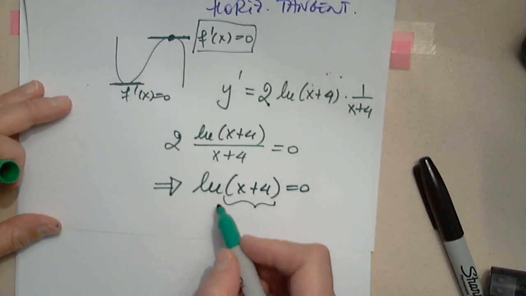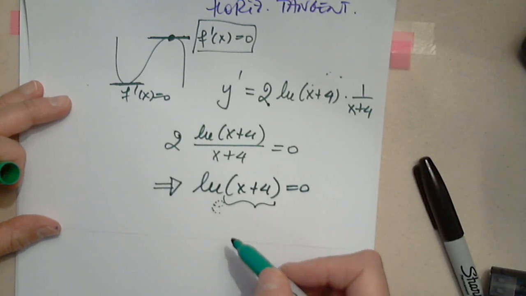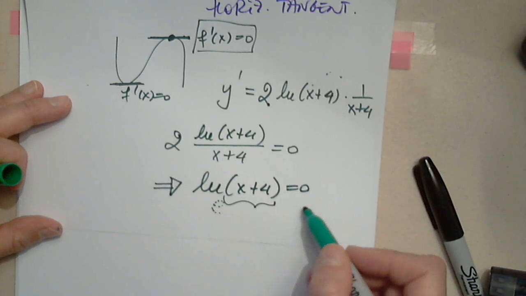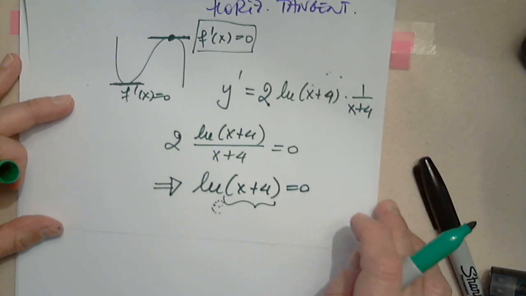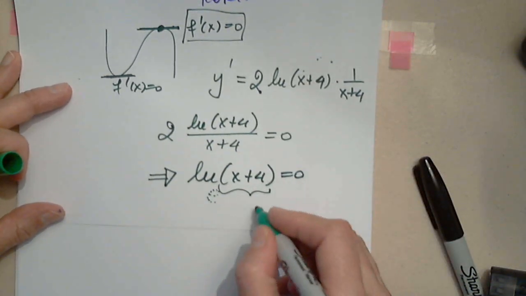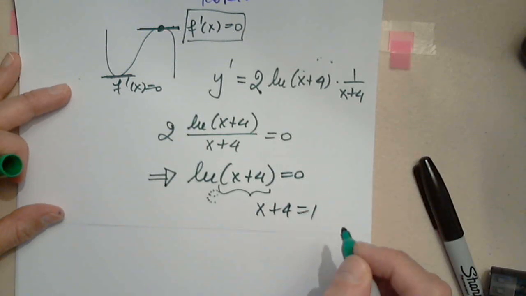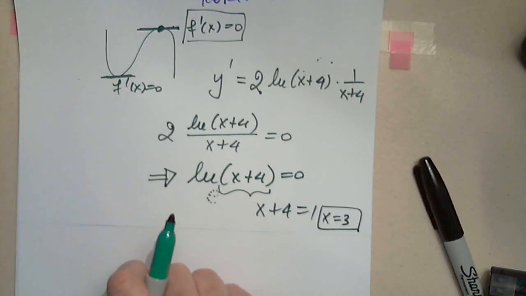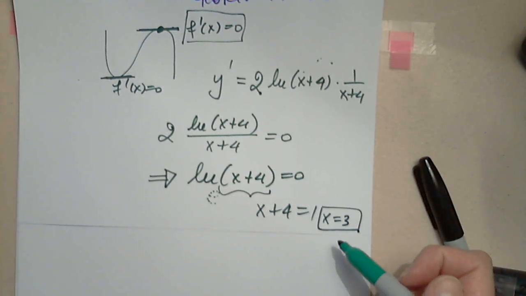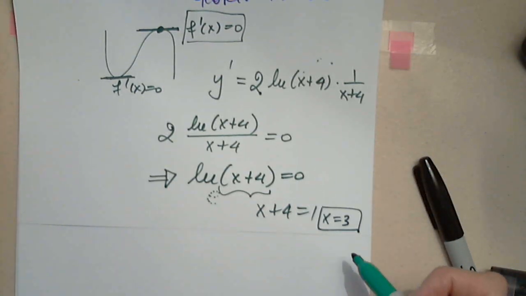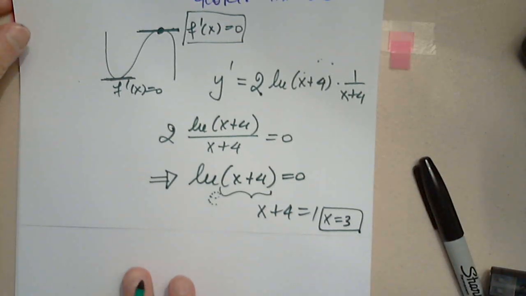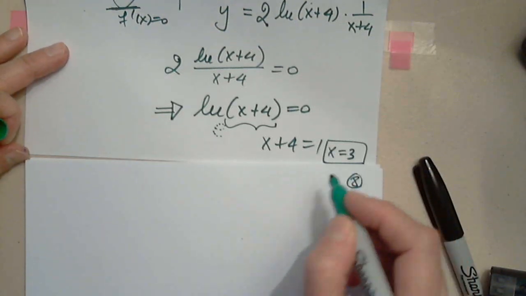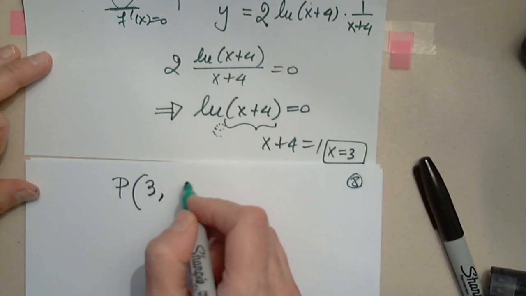Or you can say e raised to 0 equals this. But how much is e raised to 0? 1. That's it. So then x plus 4 must equal 1, which makes x equals 3. So at x equals 3, it says at what point? That's not enough. We are asked to present the point. So the point, let's say point P has 3 comma.